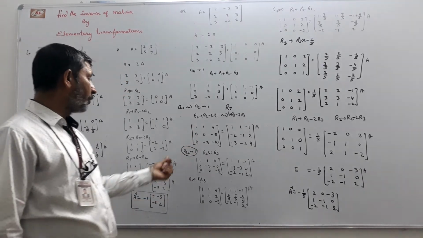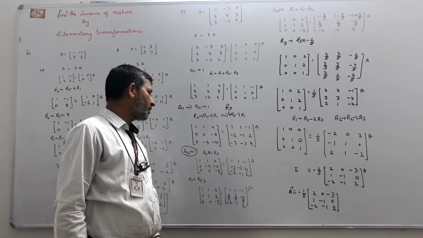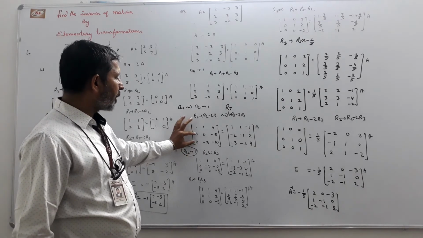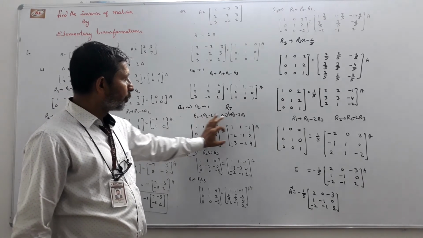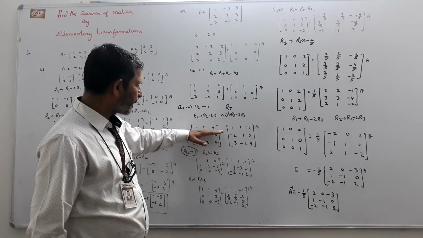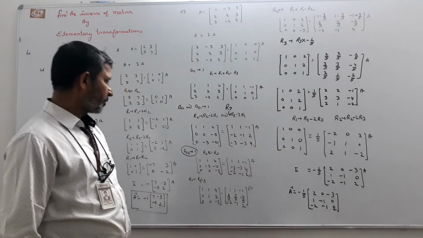Then after this, now we change A22 as 1, this element as 1. How can we change this? So the second and third rows are interchanged. R2 and R3 are interchanged on both the sides. So the second row becomes the third and the third becomes the second, by the same.